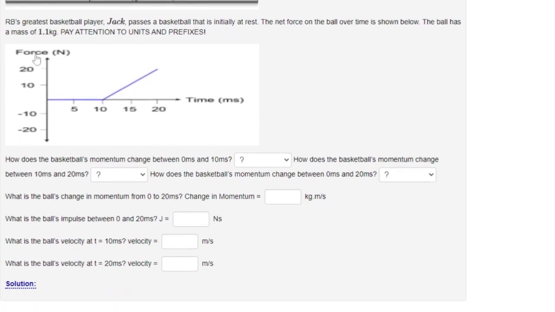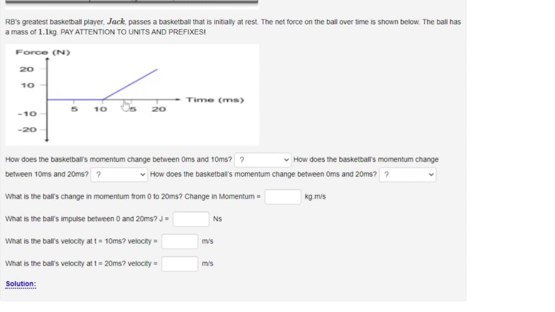Awesome, so we see right here that we have a force versus time graph. You see that force is in newtons and time is in milliseconds. So first thing we need to know is what the force versus time graph tells us. Well, the area under the curve of a force versus time graph is going to give us the impulse, which is the change in momentum.